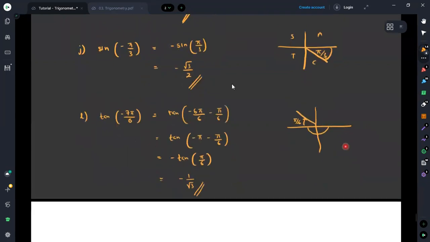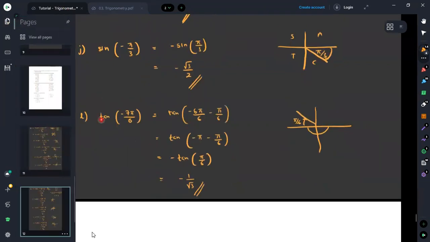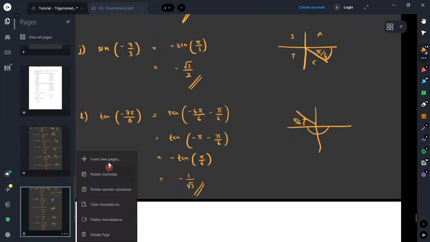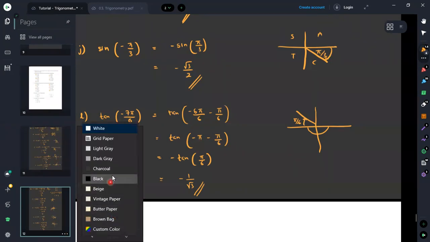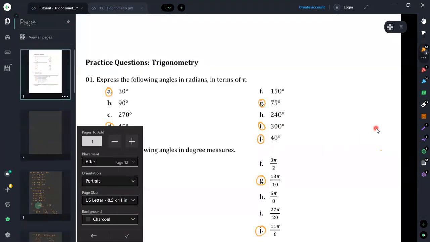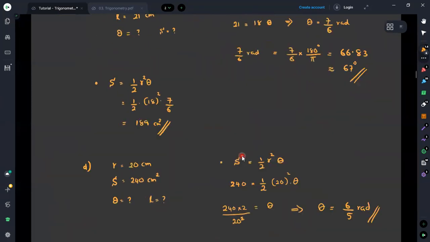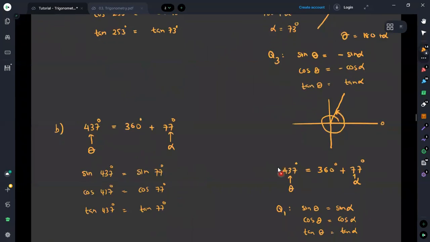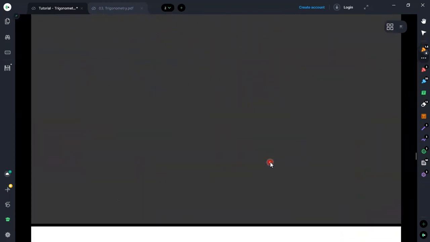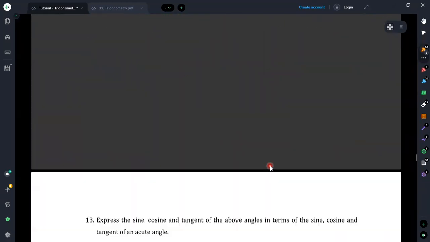Then we can take consideration of the next example. It is the cosine. The next example is the cosine of minus 5 over 4.